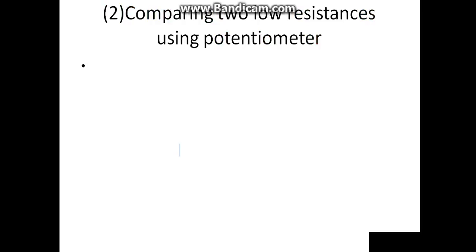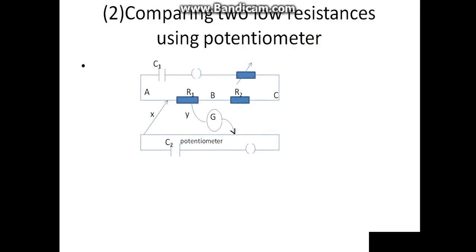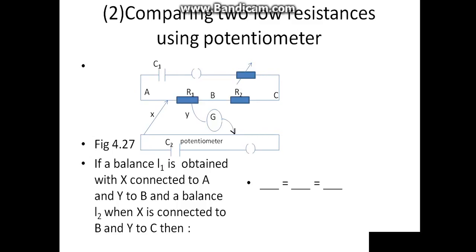2. Comparing two low resistances using a potentiometer. Figure 4.27 shows a diagram of comparing the resistances using a potentiometer. If a balance L1 is obtained with X connected to A and Y to B, and a balance L2 when X is connected to B and Y to C, then VAB over VBC equals L1 over L2, which equals R1 over R2.